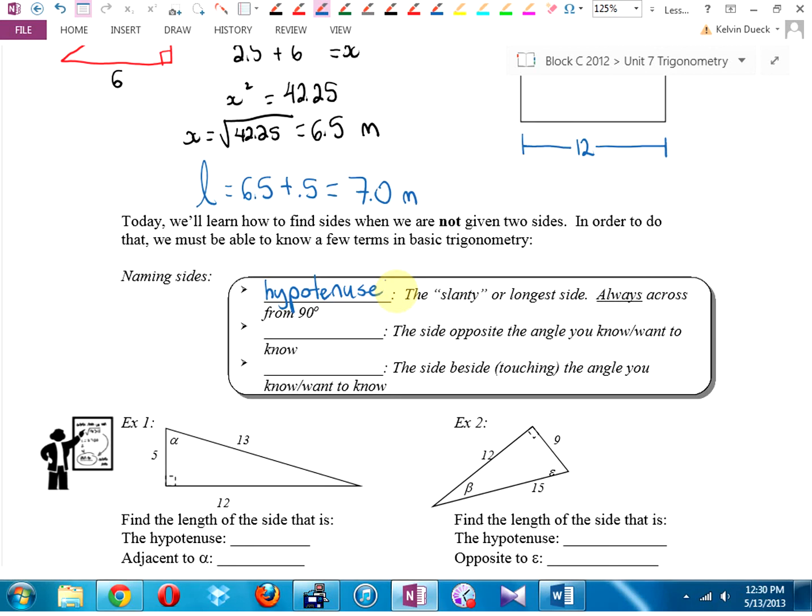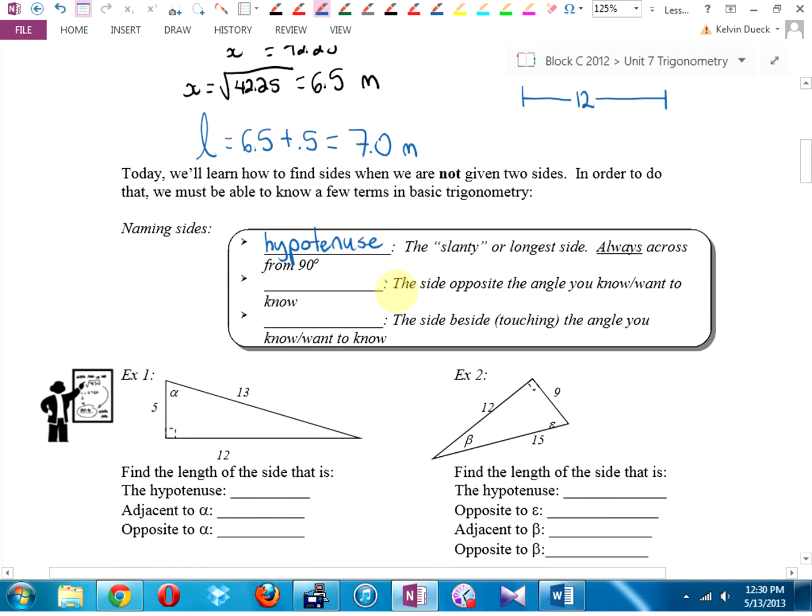The other two, the hypotenuse is the slanty or the longest side. It's always across from the 90. It's the one that you're familiar with from Math 8 and Math 9, from Pythagoras. The other two sides are called opposite and adjacent.